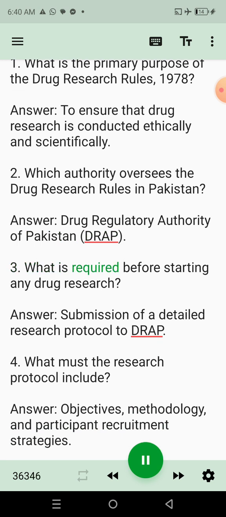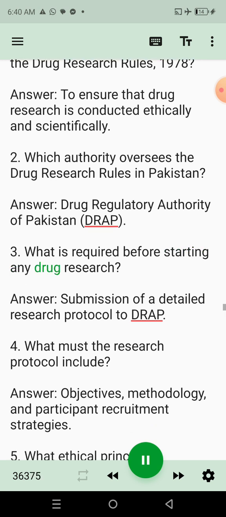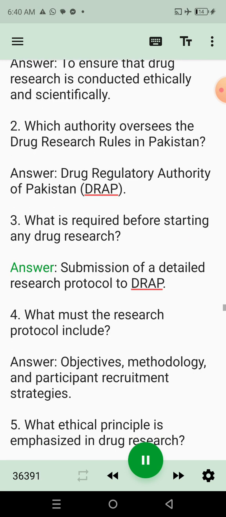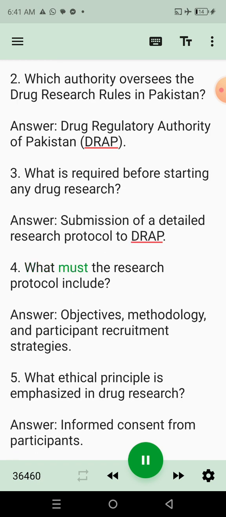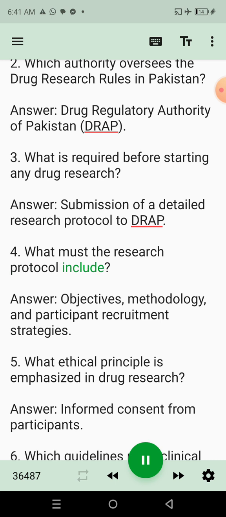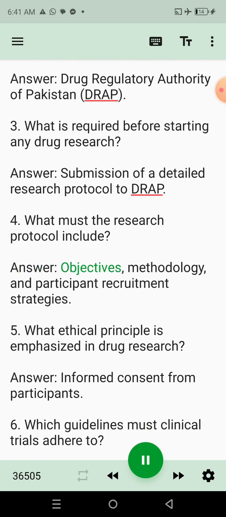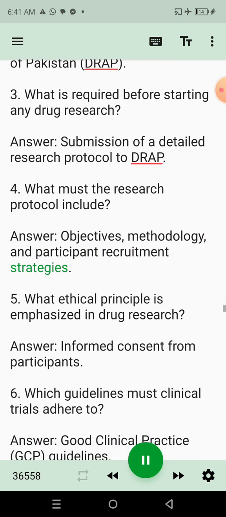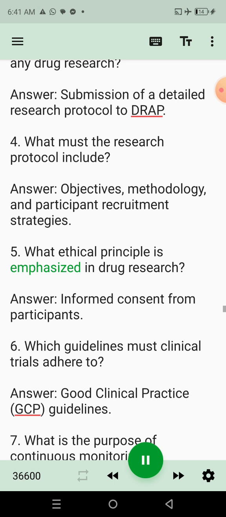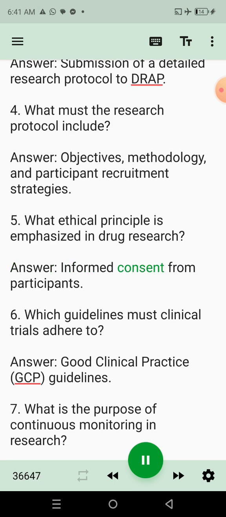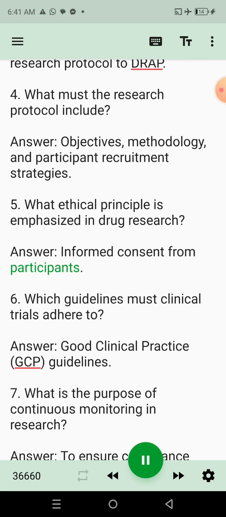3. What is required before starting any drug research? Answer. Submission of a detailed research protocol to DRAP. 4. What must the research protocol include? Answer. Objectives, methodology, and participant recruitment strategies. 5. What ethical principle is emphasized in drug research? Answer. Informed consent from participants.